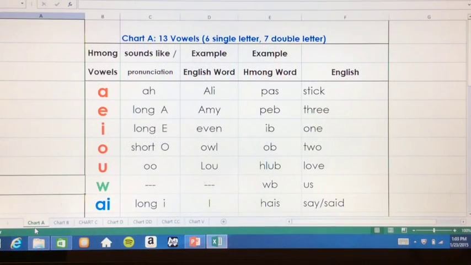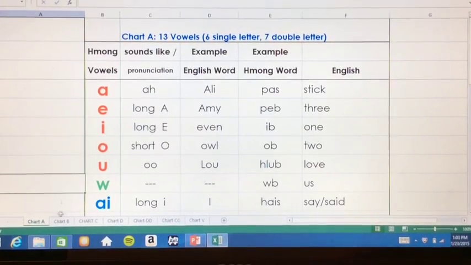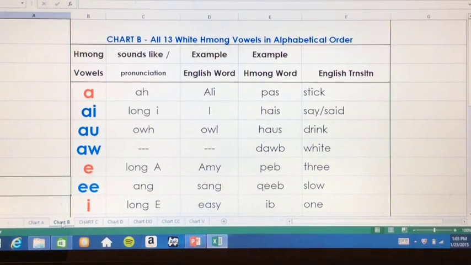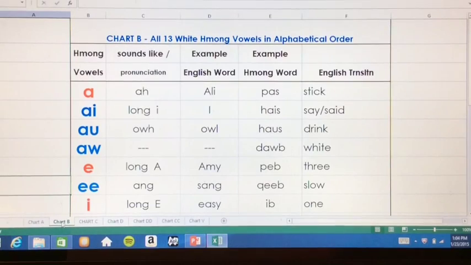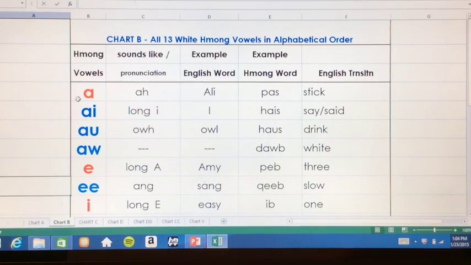This is chart A, the vowel chart. These charts are designed to help you learn Hmong based on your knowledge of the English alphabet and pronunciation. As you see, the first 5 vowels on the far left are exactly the same as the English vowels. And if you go to chart B, this is the same 13 Hmong vowels except they're listed in alphabetical order. In the future, you may find that it's easier for you to look at charts in alphabetical order so that you can compare how the vowel A sounds versus AI, AU, and AW.